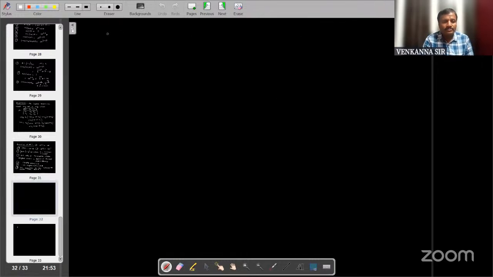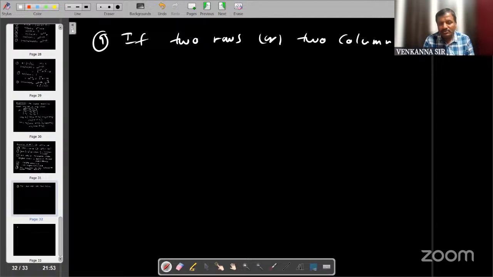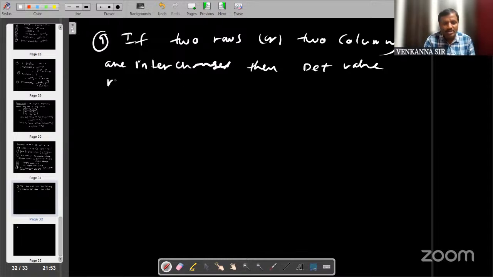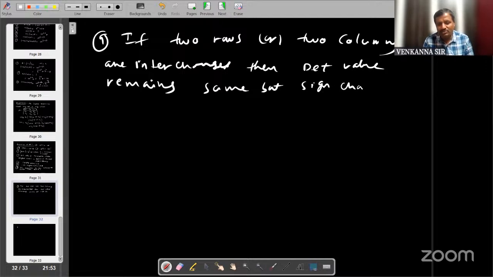ninth property, if two rows or two columns are interchanged, then the determinant value magnitude remains the same but the sign changes. That's very important. That's about the ninth property.